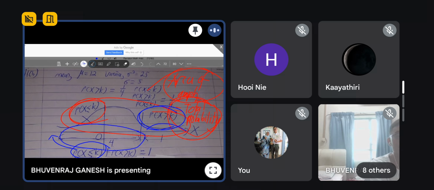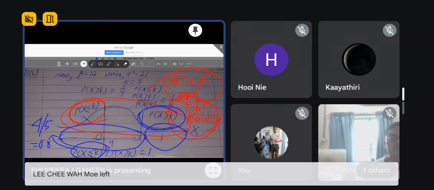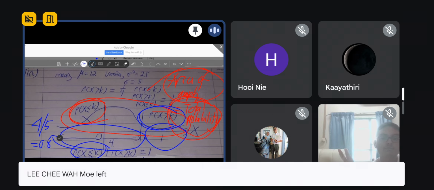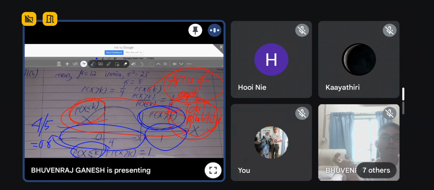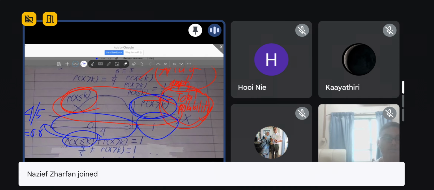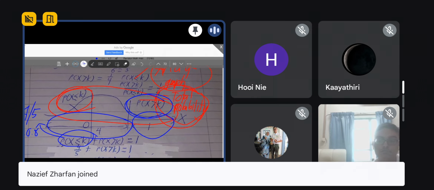Here is 4 parts. Here is 1 part. So you do the ratio. How much you will get? You will take 4 divided by 5. Correct? Because 4 parts for X less than equal to K. Total part is 5 parts. So 4 divided by 5. So you are going to get 0.8. Do you get it? So means that probability X less than or equal to K sama dengan 0.8. Can you all understand guys? Boleh dapat? So this is how I get 0.8 over here or 4 over 5.